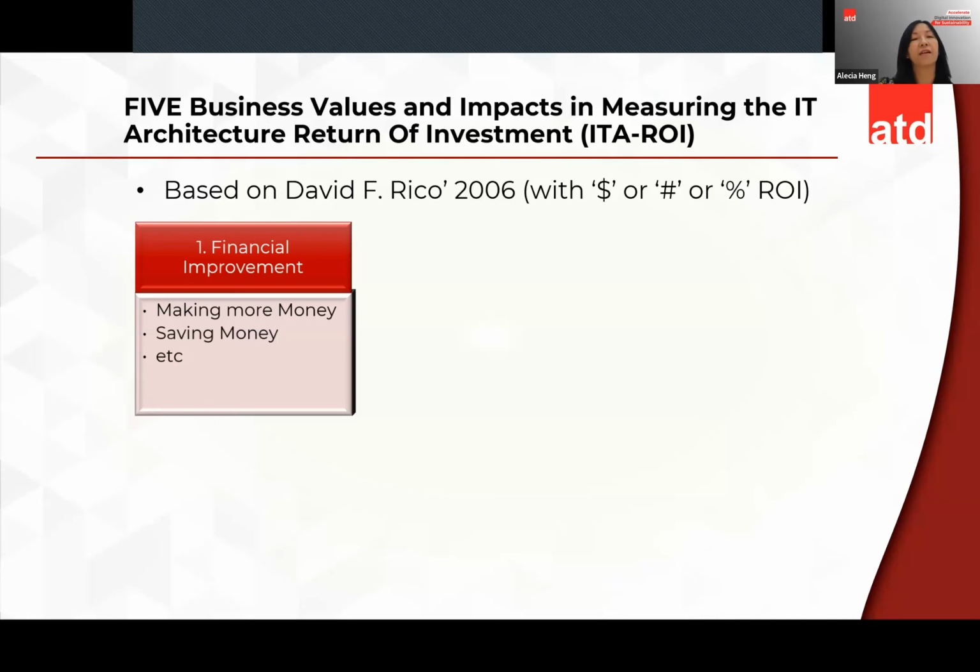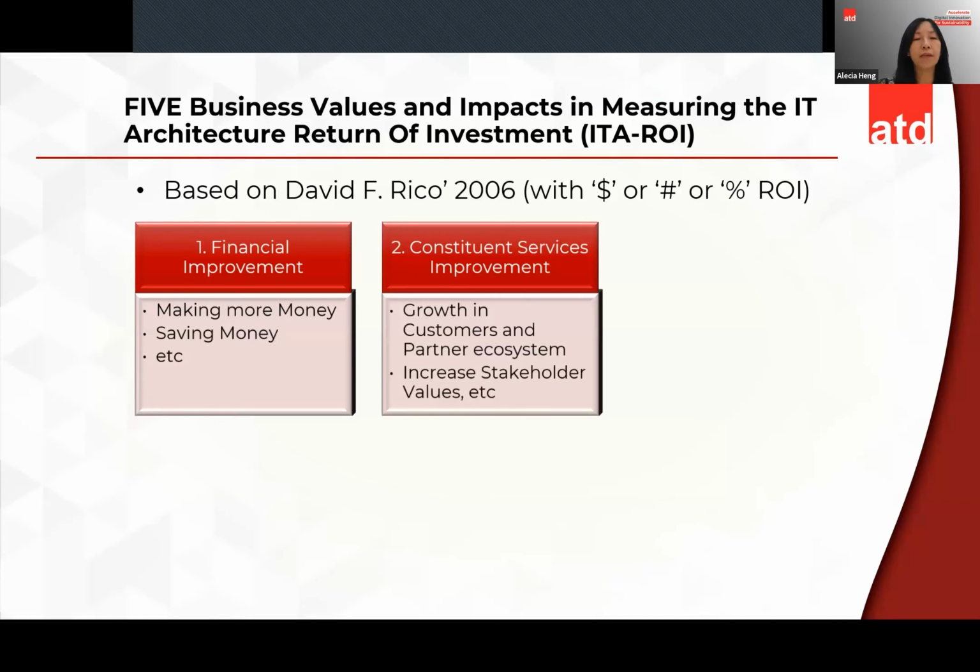Okay, definitely. So number two, we will be looking at how this solution gives us growth in our markets. Does it increase our shareholder value? Does it open up new markets for our organization?